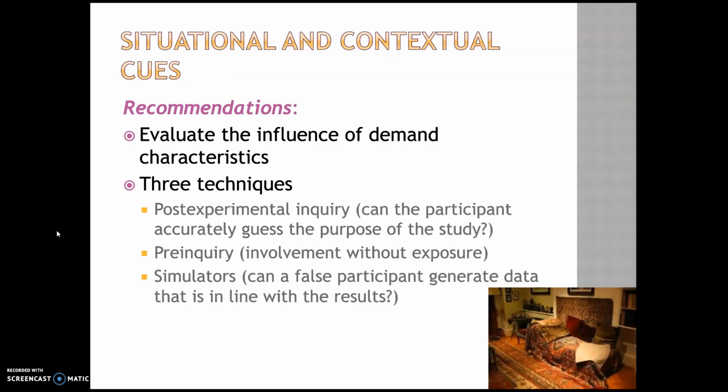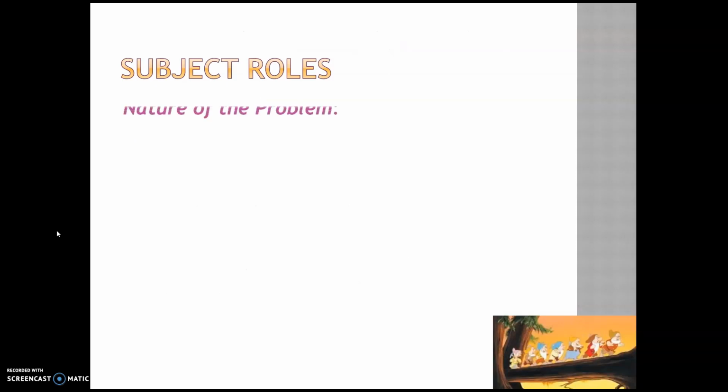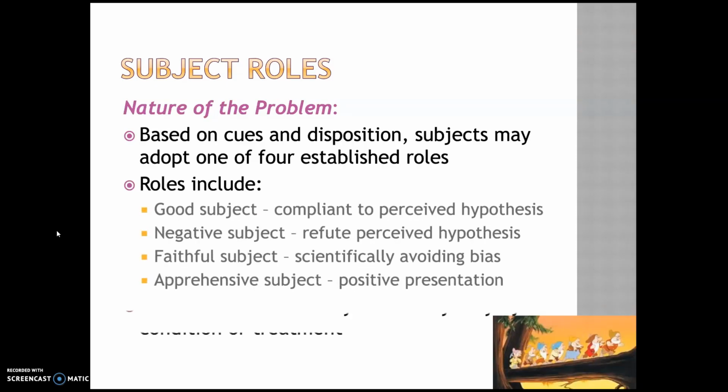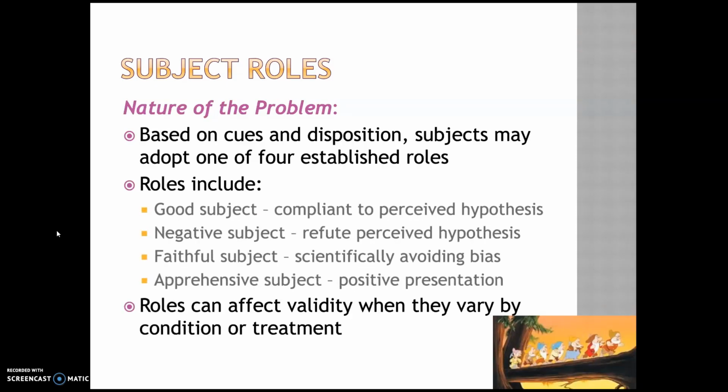So this one, we're shifting. Previously we were talking about how the researcher or the created research environment can have a problem. Now we're going to talk about the subject a little bit, right? So subjects overall fall into four major categories or roles. There's the good subject, right? In this case, they're compliant to the perceived hypothesis. The good subject is not as good as it sounds, though, because what they're doing is telling you what they think you want to hear.